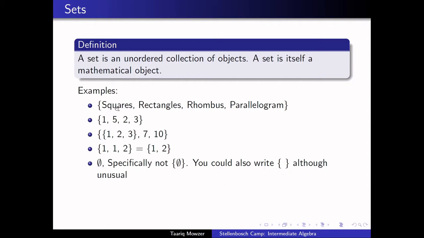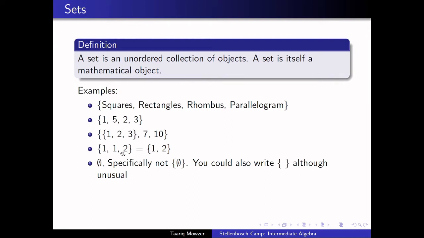Here we have a set with squares, rectangles, rhombuses and parallelograms in it. It's just a set which contains these words or items you can think of. But obviously in maths we usually care about numbers, so you can have a set with the numbers 1, 5, 2, and 3. Here I'm demonstrating that you can have a set with a set in it. So imagine that this is a box with a box that contains 1, 2, and 3 in it, as well as, loosely, the numbers 7 and 10.